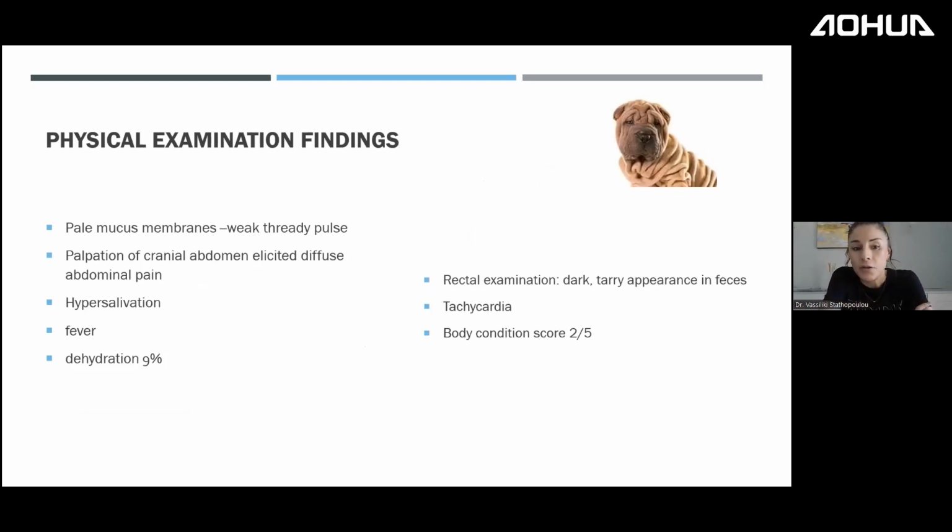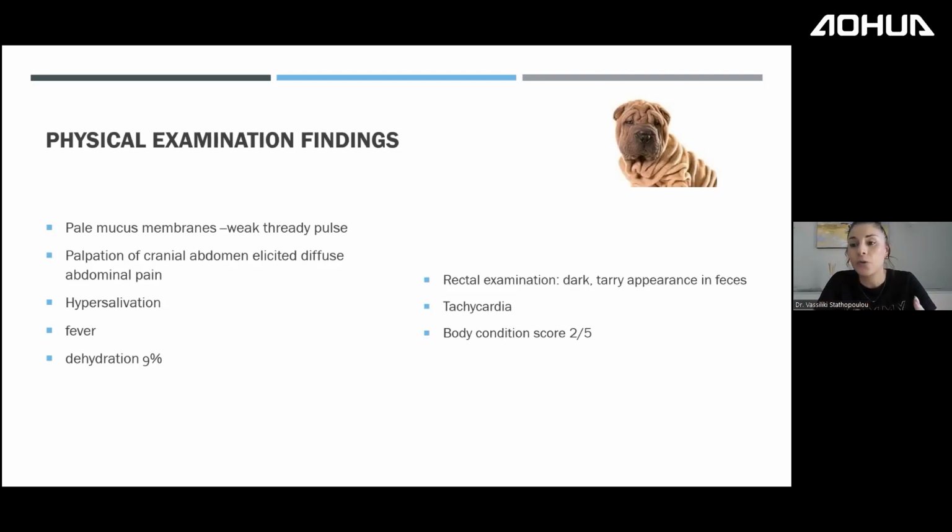The physical examination findings: very pale mucous membranes. This dog was profoundly anemic when admitted to the clinic, with a weak, thready pulse. When we tried to palpate the cranial abdomen, she exhibited signs of pain. Actually, she went to bite us, to snap at the doctor. Hypersalivation, fever. Of course, never forget to do a rectal examination, because it might save you.